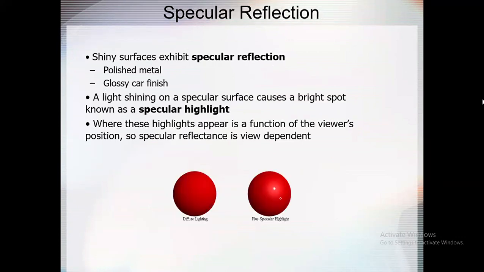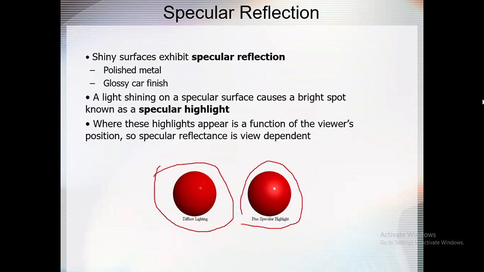Now specular reflection, I have already talked about this one. This is a specular reflection, and this is a diffusive reflection. You can see there is no brightness in that one, and we have some brightness over here. A light shining on a specular surface creates a bright spot known as a specular highlight.